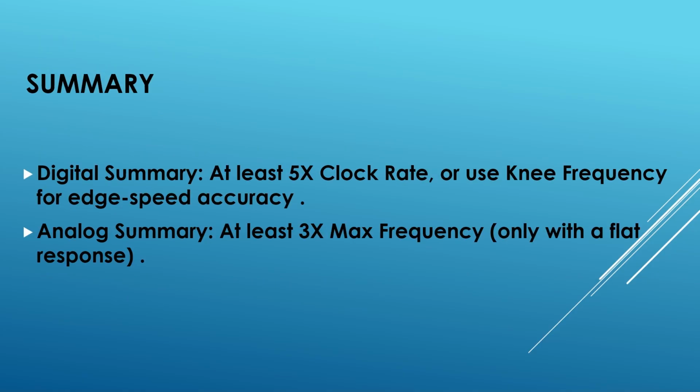To summarize, for digital signals, use the 5x clock rate rule for general viewing, but rely on the more accurate knee frequency calculation for precise edge speed measurements. For analog signals, the 3x rule applies, provided your scope has a flat enough frequency response. Finally, when selecting a scope, remember to think about tomorrow's applications. If your budget allows, buying a little extra bandwidth today can save you from costly upgrades in the future.